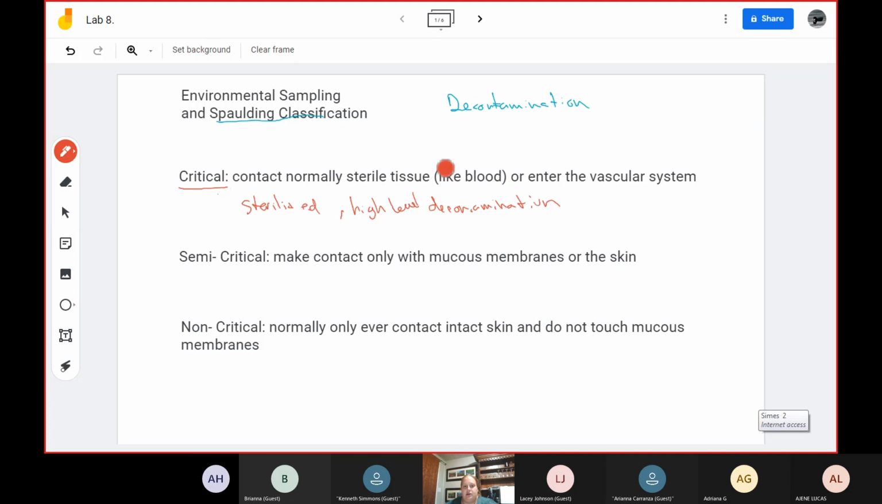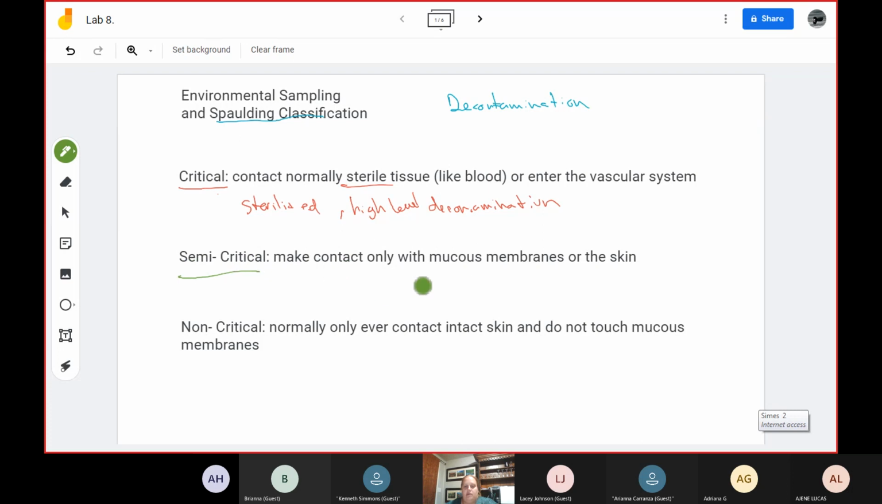So those things that are touching sterile tissues. Your semi-critical level is a little bit less than that. And usually if you're thinking of environmental, this would be like your red light. So things that are actually touching your food samples, those types of things.